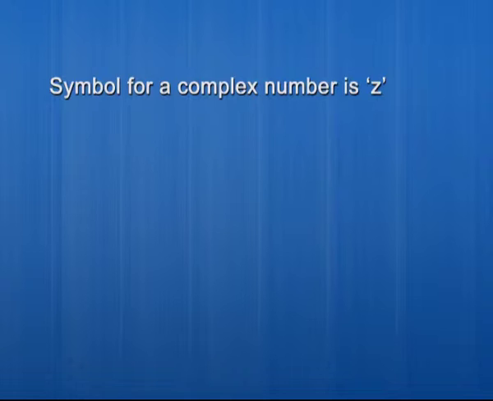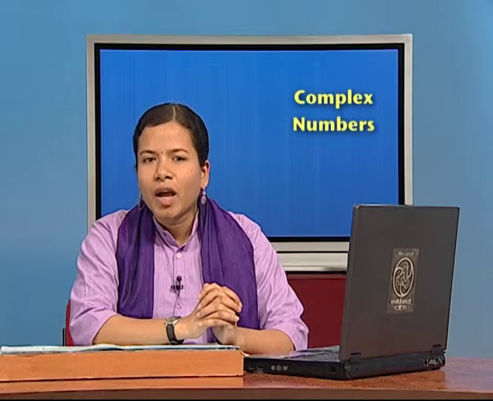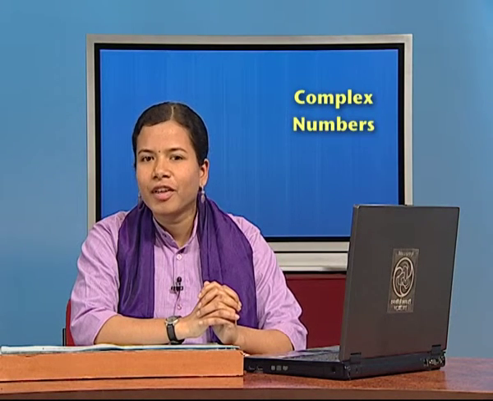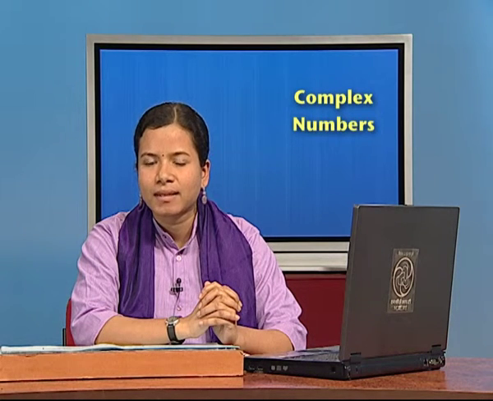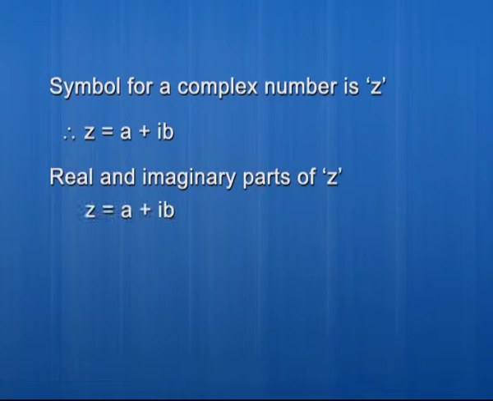Complex numbers are denoted by z, and therefore now we can write z is equal to a plus ib, which means that complex numbers are of the form a plus ib. Now let us come to the definition of real and imaginary parts of complex number. Suppose we have z is equal to a plus ib, then real part of z denoted by Re z will be a, and imaginary part of z denoted by Im z will be b.